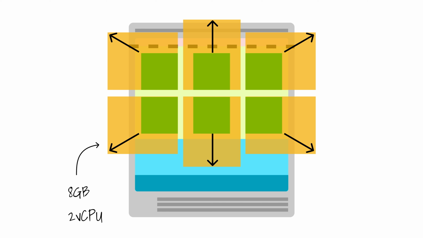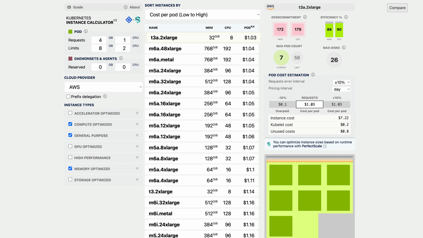The overcommitment widget tracks this specific scenario as a percentage. So an overcommitment of 172% of memory means that if all pods reach their memory limit simultaneously, you will need at least 1.5 instances to host all of them.